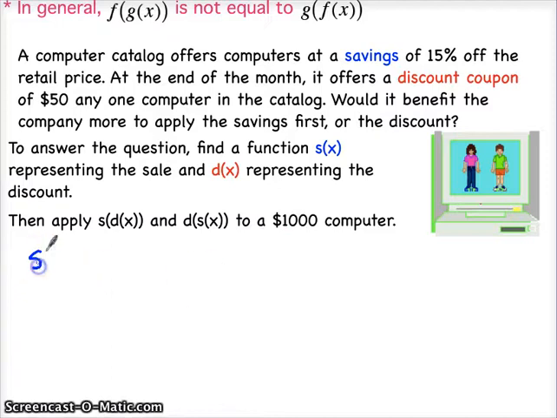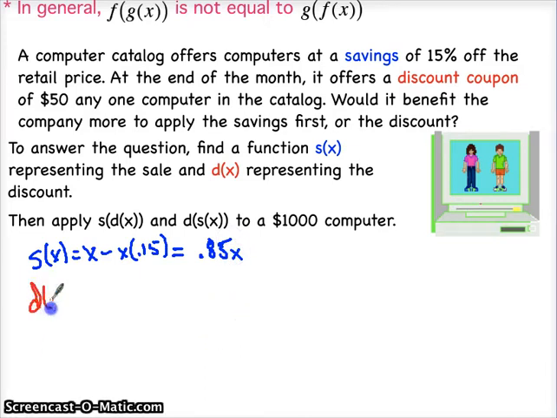Well, let's think about this. If the savings, S of x, is really equal to 15% off the retail price, so I'm going to take my retail price times 15%, and then subtract that from my original price. Essentially, that becomes 0.85x. I'm going to pay 85% of the original. The discount price, on the other hand, the discount coupon, is really just saying take any computer and subtract $50.